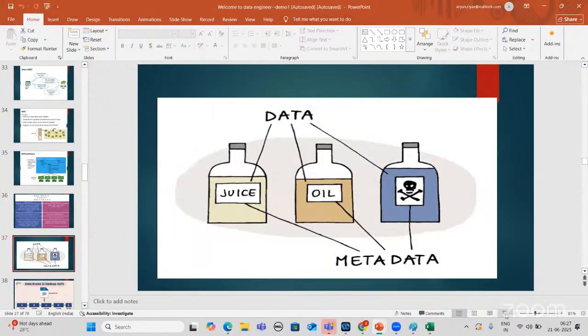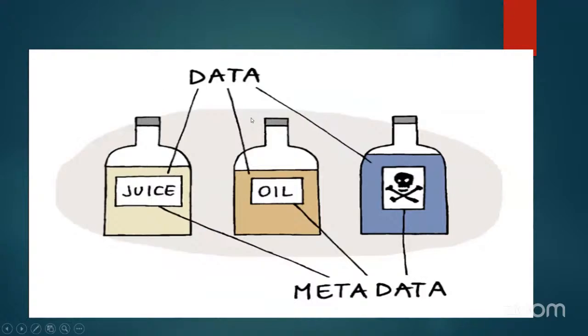You can see here, we are having data inside the bottles. What is the metadata? It is having juice. It is written on the top of the bottle that it is juice. It may be either orange juice or apple juice, whatever it is. We don't know, we know only that it is a juice. And again, this is an oil. We don't know which oil that is. This is poison. So the metadata will give you some information about the content, what we are having inside it. This is what metadata is.